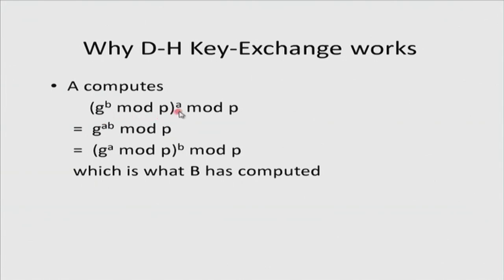And then when she gets it, she raises it to the power of her secret, her private key. So this is the computation she performs. She takes his public key and raises it to the power of her secret, and she gets G raised to AB mod P. And this is exactly the same thing as the public key that she gave B, and B took it and raised it to the power of his secret. So now both sides get the same value, G raised to AB mod P.